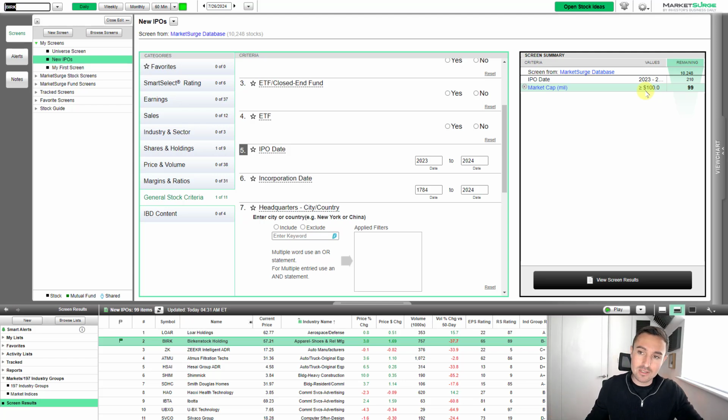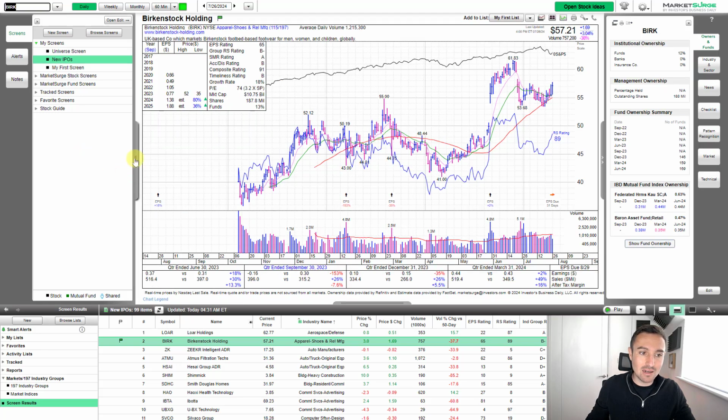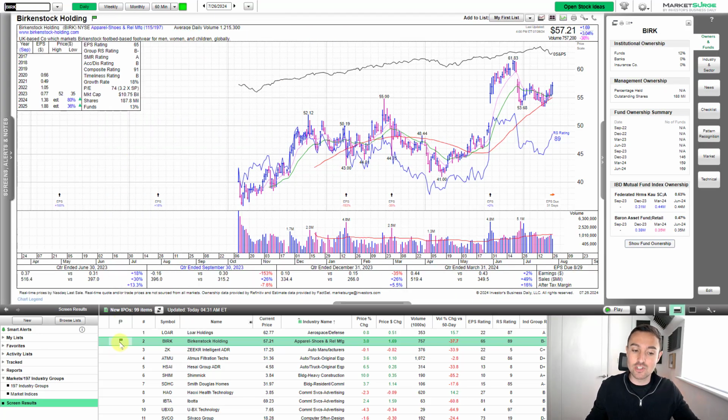market caps. So you can see in terms of the Market Surge database, there are currently 10,248 stocks. Just by entering those two criteria, the IPO date and the minimum requirement for the market cap, we've brought it down to 99 results. You can probably go through this in 5 minutes or so, relatively quickly. And I've just highlighted a couple that are potentially of interest by flagging them.